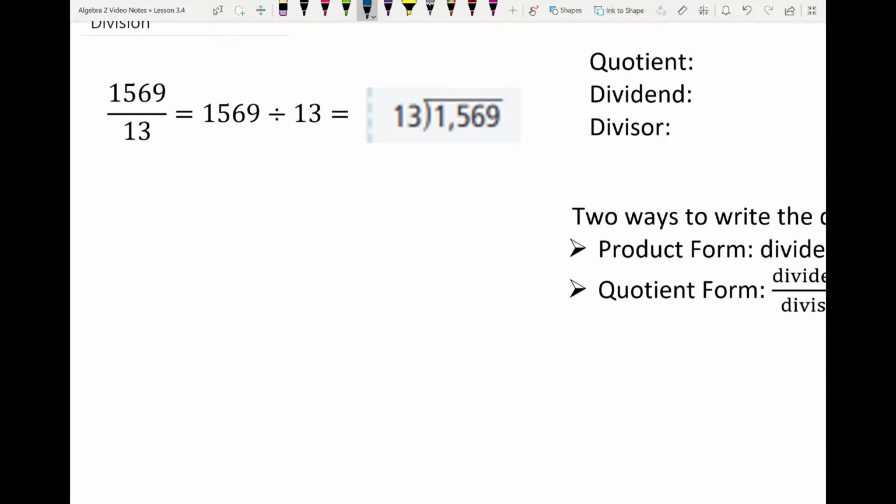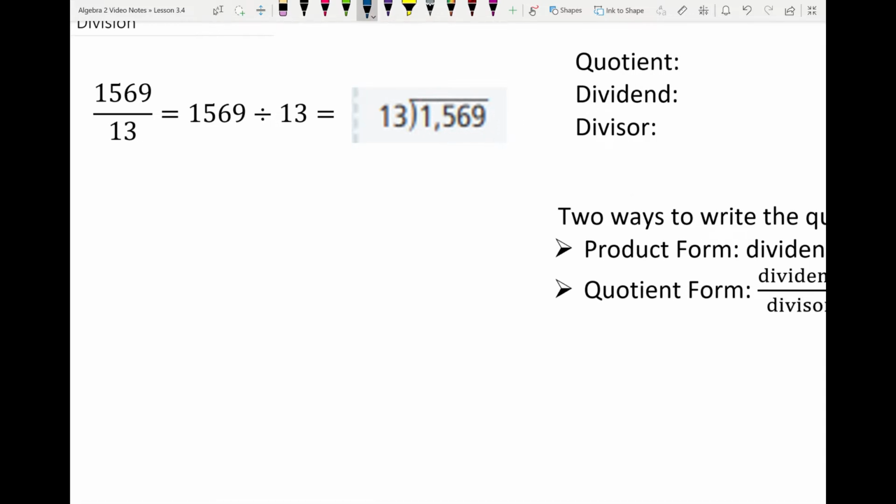Now, when you do a division table, this is like long division, right? The standard form of division. The dividend is what goes inside the table. So that's the 1569 here. In this example, the divisor is what you're dividing by. So the dividend is what you're dividing into. The divisor is what you're dividing by. So that's going to be 13. The quotient is the answer to the division problem, right? So once we get that, I'll write that right beside the quotient.